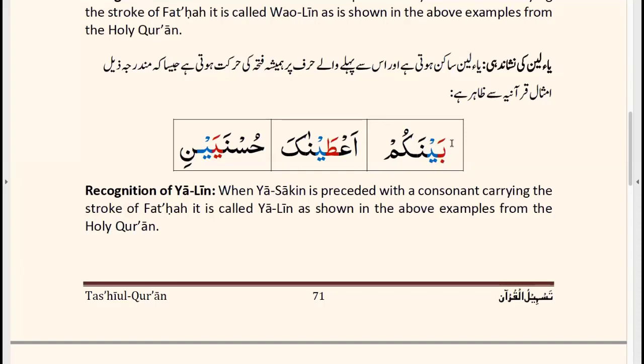Very nice. So you did prolong the ya-een for a bit. Very nice. Bainakum. Bainakum. Very nice. Okay. Now here, can you spot where the ya-een is? Next to the sa. Oh, well done. And could you tell me why it is a ya-een? It has a sakin and there's a fatha before it. Very well done. And you know the rule now. Very nicely explained. Okay, try and read this example, please, for me.